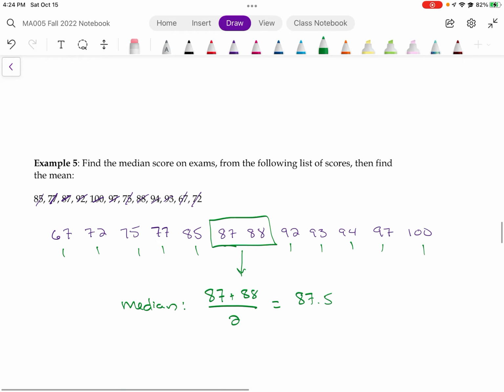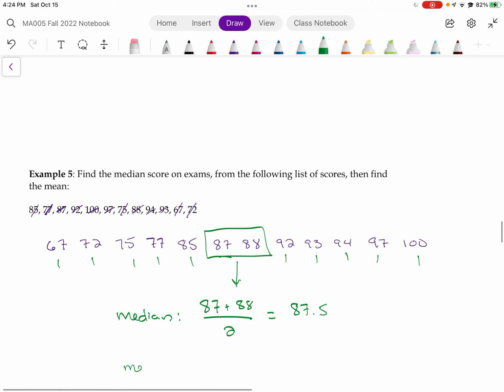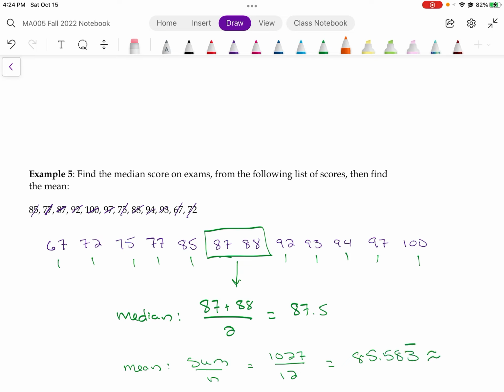All right, so we're supposed to also find the mean. So the mean, you're going to just add all those things up, sum over n. The sum is going to be 1,027, and n, there are 12 numbers there. So we get 85.583 repeating, and that is going to round to, well, all of those numbers go to the ones place, so we are going to take this to the tenths. And what is that 8 going to do to the 5? It becomes 85.6. Okay, so the median is 87.5, and the mean is 85.6.